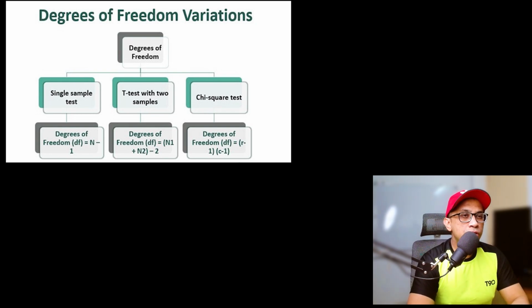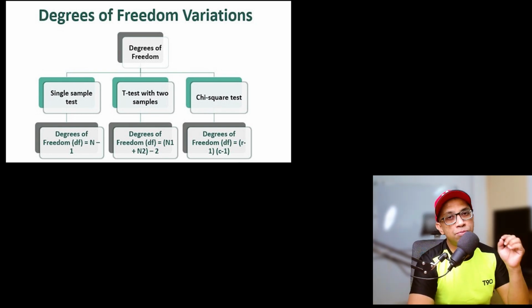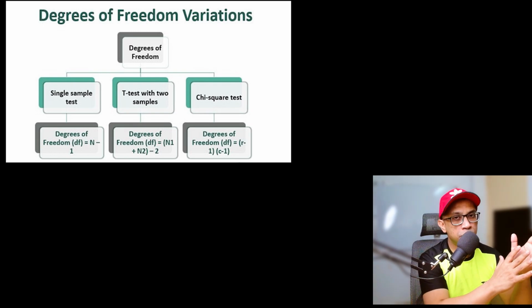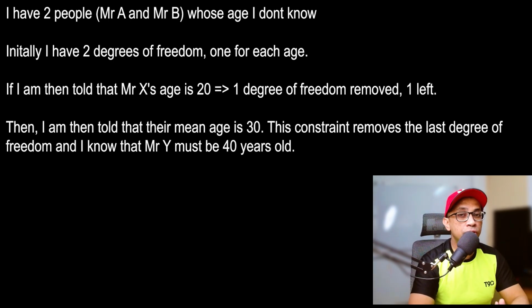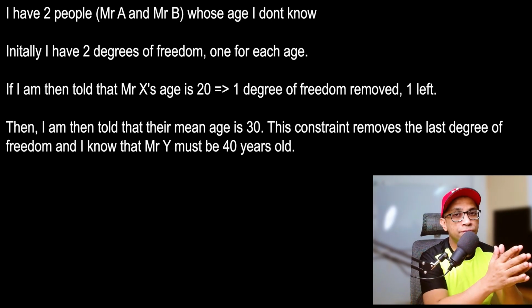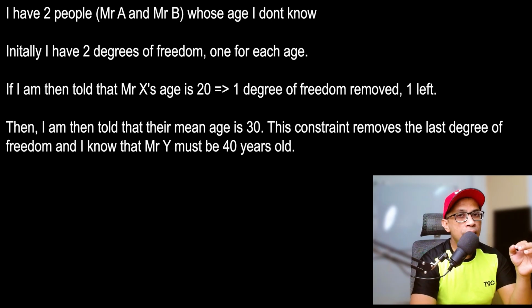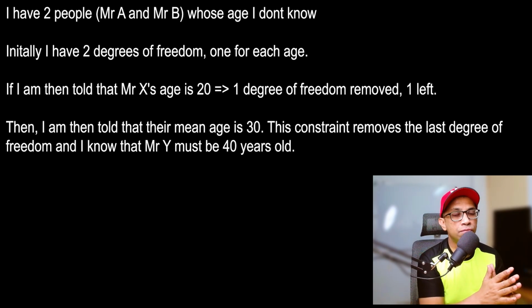So, the number of degrees of freedom you have describes your uncertainty in the data. If I am given two people's names, for example, Mr. A and Mr. B, and asked their ages, I know neither. So, in this case, I have 2 degrees of freedom, one for each person's age. If I am then told that Mr. X's age is 20, then I still do not know the age of Mr. Y, and in this case 1 degree of freedom is removed but 1 is still left.